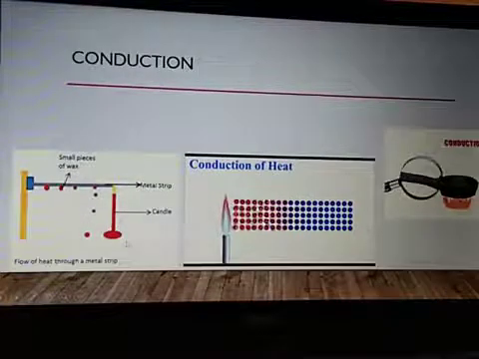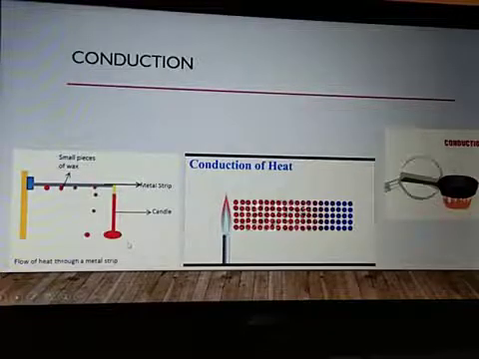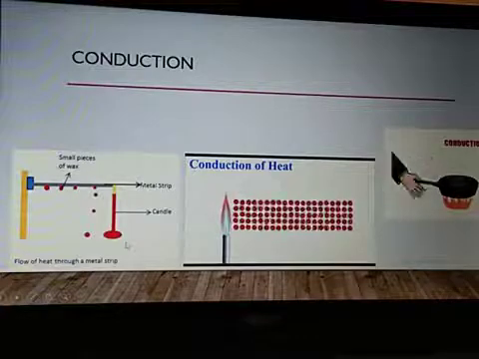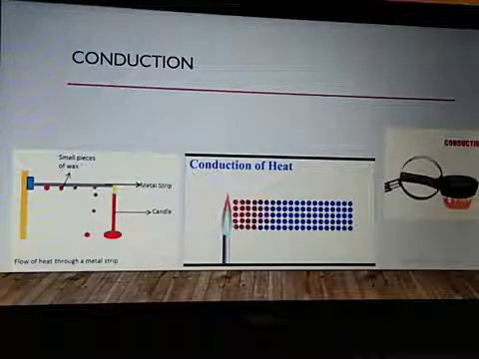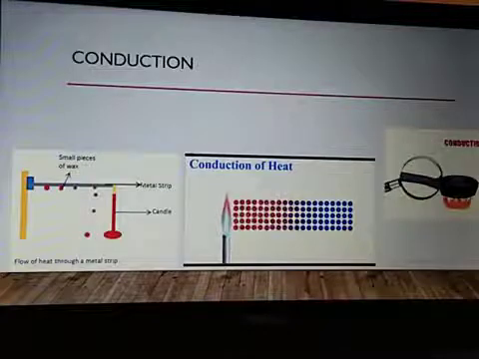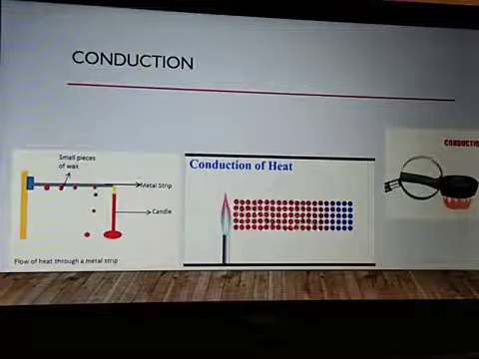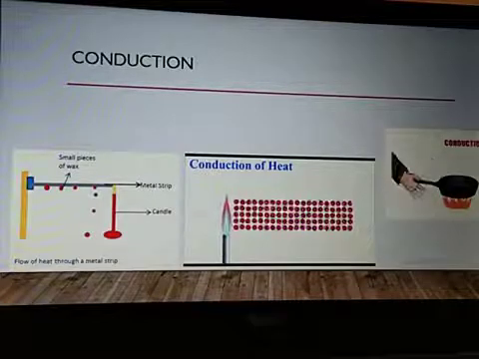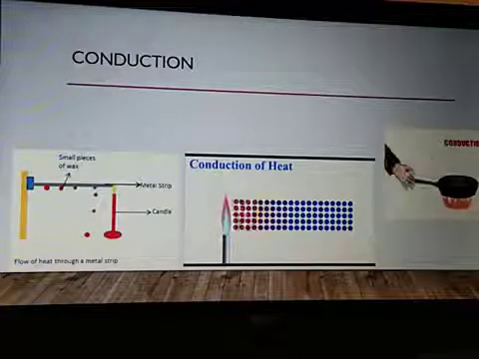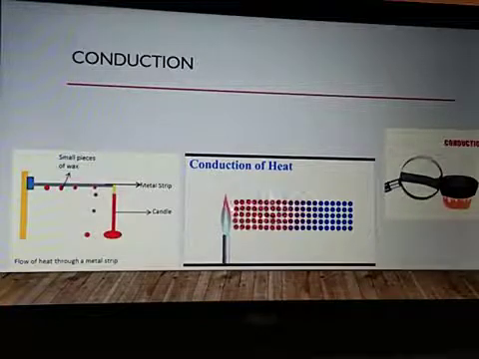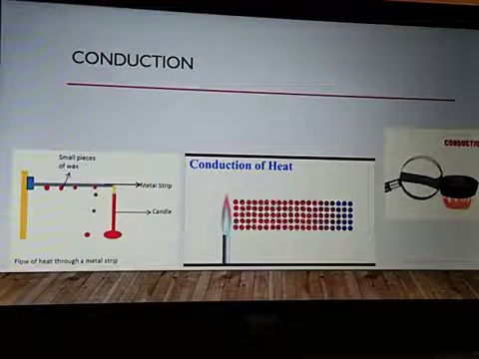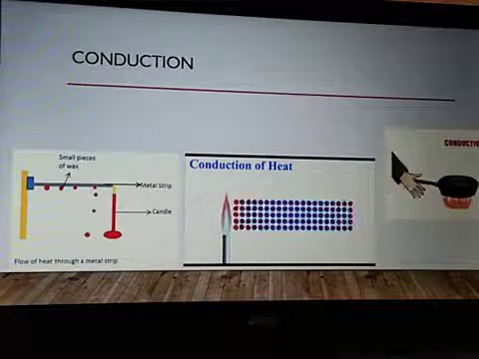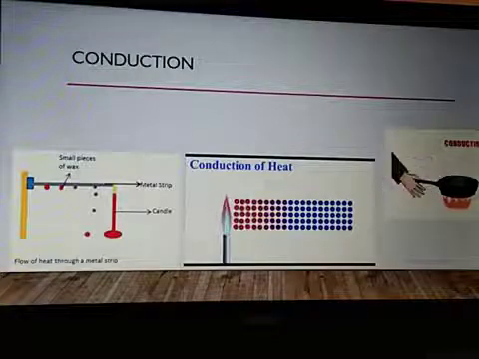What observation do we make from this? The wax nearest to the flame drops first, then the next, and finally the wax farthest from the flame. This happens due to conduction. As heat travels gradually from the hot end of the metallic strip to the colder end, the wax melts and falls down one by one. What do we conclude from this activity? That heat travels through a solid by the process of conduction. This gradual flow of heat in a solid from a hot end to a cold end is called the conduction of heat.